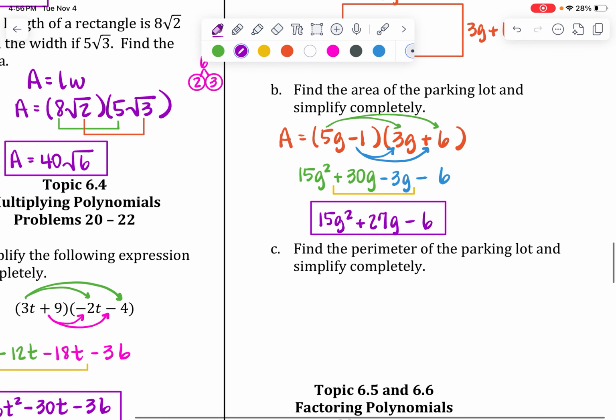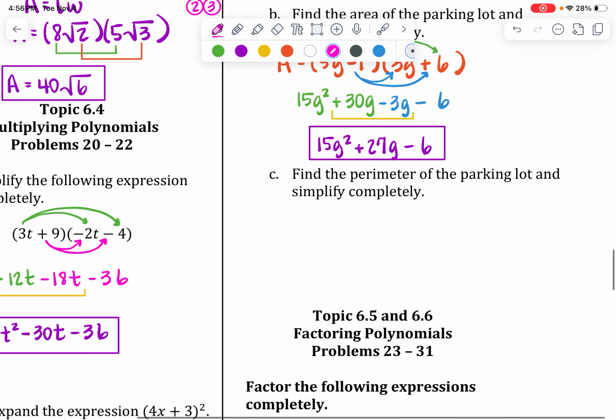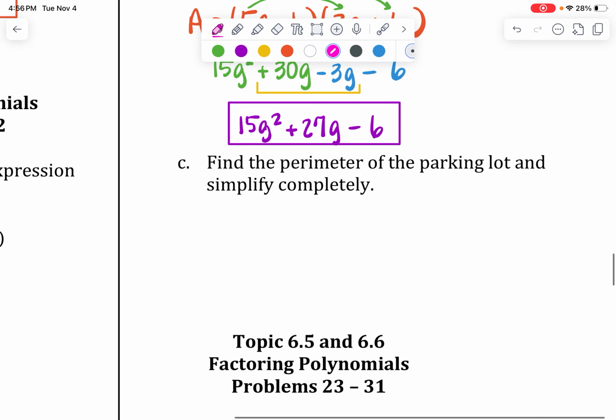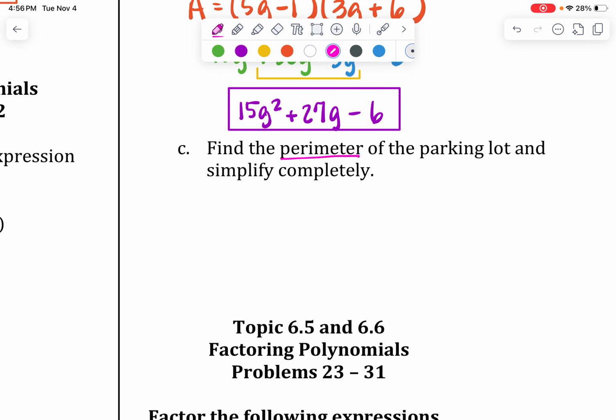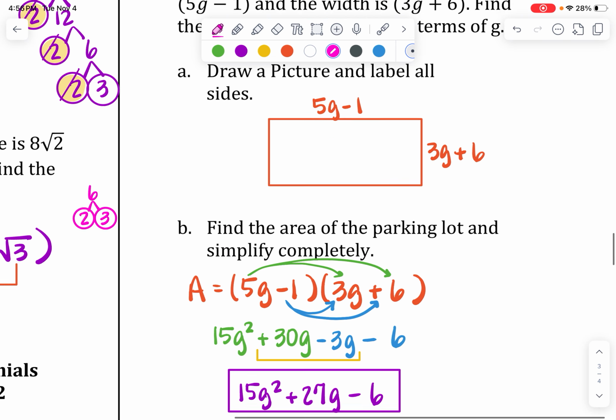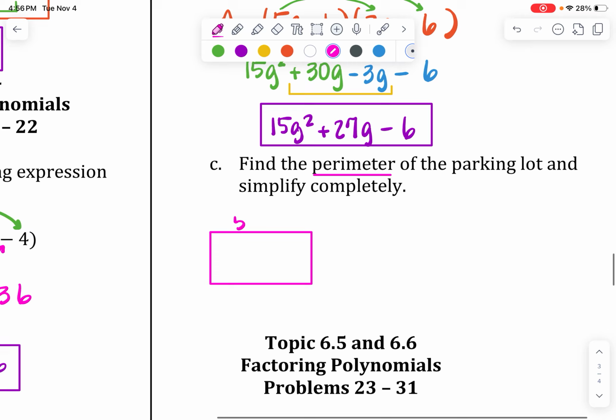Now, C is kind of tricky because we haven't talked about perimeter, and a lot of people mess up. They confuse perimeter with area. So remember, area is always just length times width. Perimeter means to add up all the sides. So if I were you, I would actually draw the picture and label all 4 sides. So whatever you can do to visually help yourself through the problem.